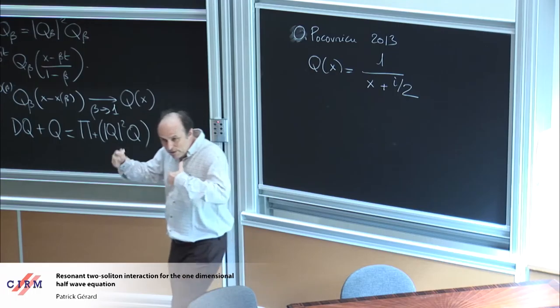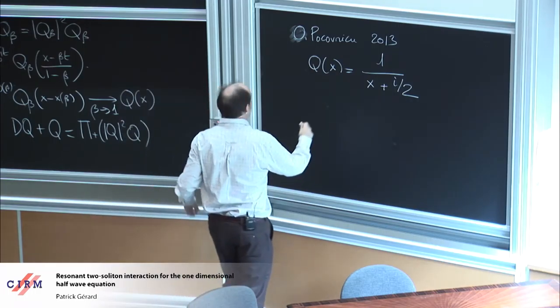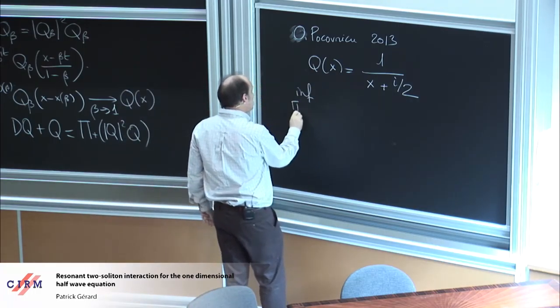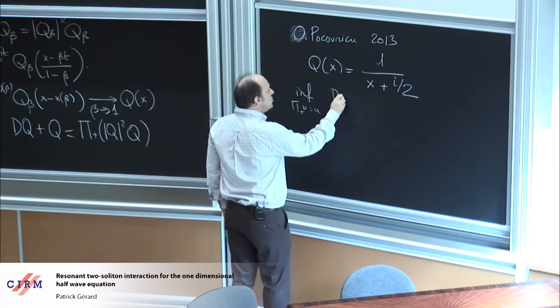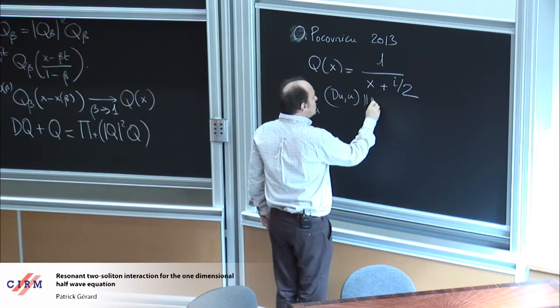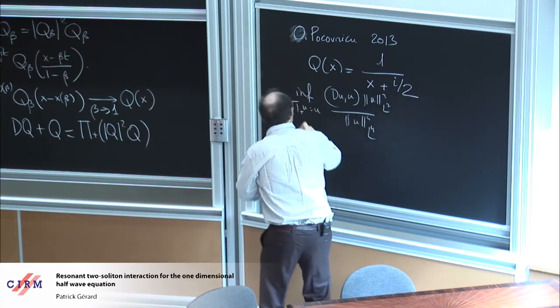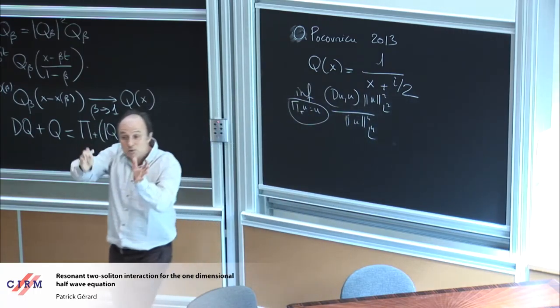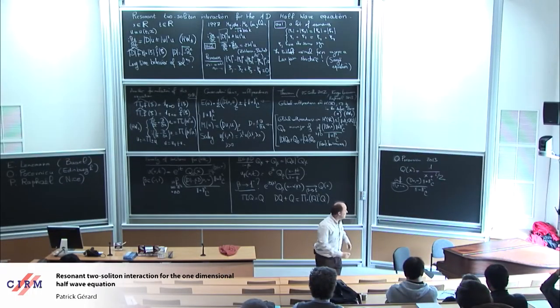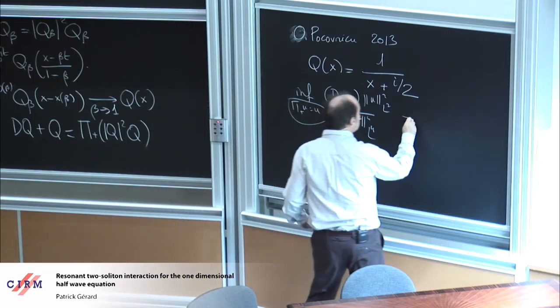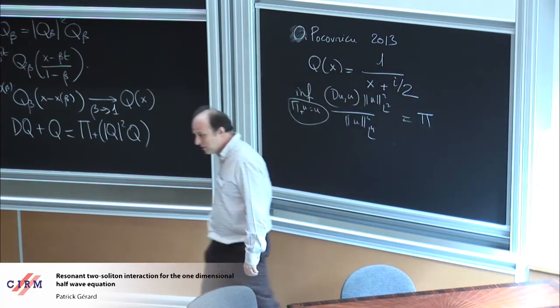And in fact, this corresponds again to some minimizing problem, which is the infimum, for pi plus u equals u, of the L2 norm of D u squared divided by the L4 norm to the fourth. Again, a Gagliardo-Nirenberg inequality, but only on the Hardy space, on the space with positive frequencies. And in fact, this infimum is perfectly computed, which is pi, okay?